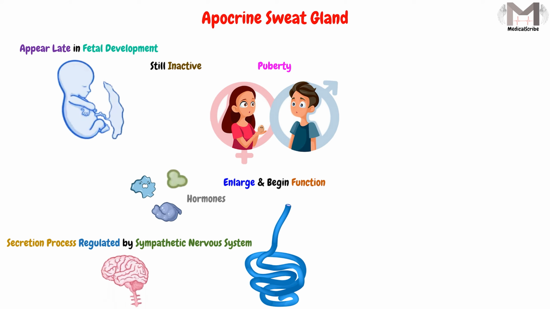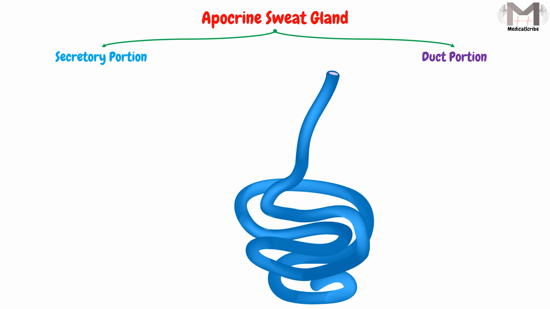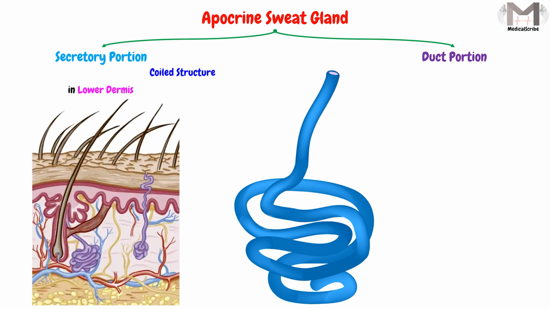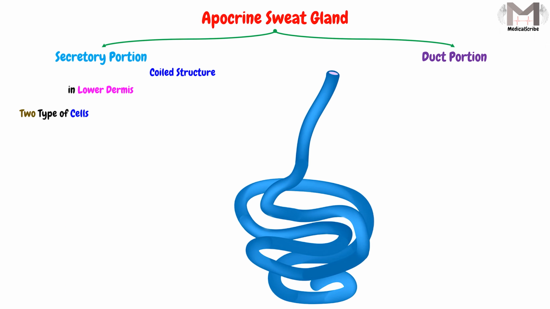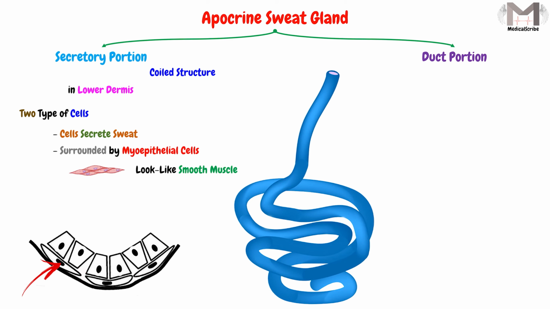Good. This apocrine gland, like the apocrine gland, consists of two parts, the secretory portion and the duct portion. Regarding the secretory portion, it's a coiled structure, existing in the lower dermis as we said. It consists of two types of cells, the cells that secrete sweat and are surrounded by the myoepithelial cells. These cells look like smooth muscle and when they contract will help in the secretion of the sweat. This is regarding the secretory portion.